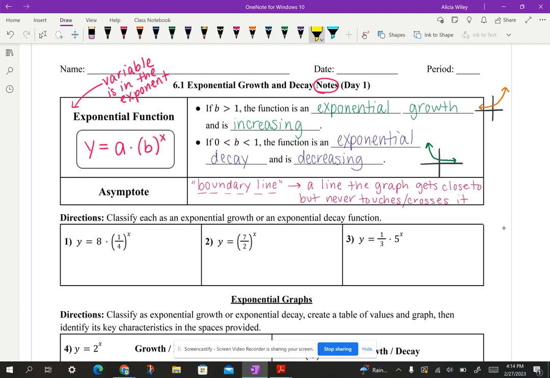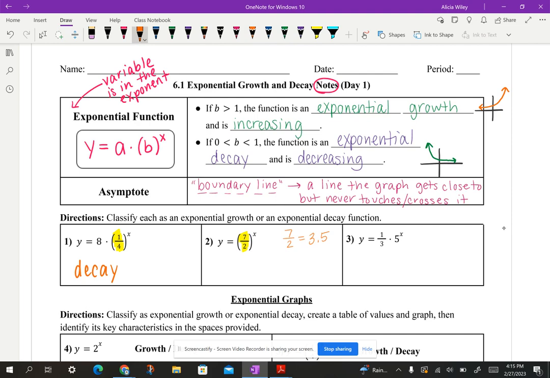All right. If you looked at number one, you would have noticed that your base is 1/4. That is definitely between 0 and 1, so this would be exponential decay because the base is between 0 and 1. On number two, your base is 7/2. Notice that that is a fraction, but remember that 7/2 is equal to 3.5. So that means that it is not between 0 and 1. Just because it's a fraction does not mean it's decay.